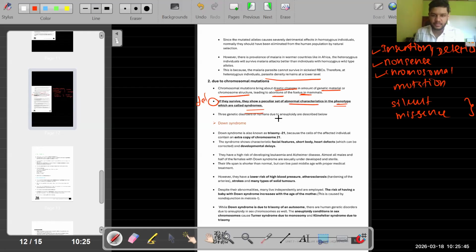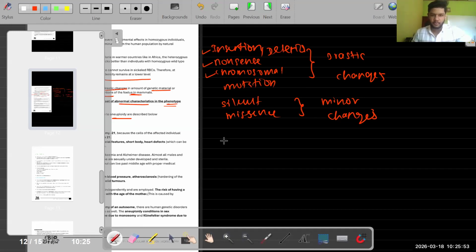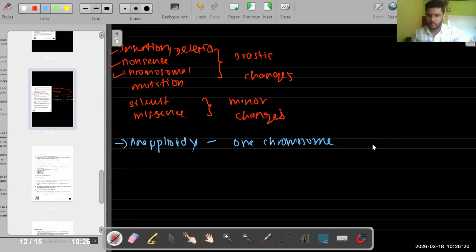There are three types of genetic disorders due to aneuploidy. You can remember aneuploidy, you have come across this word. If you can't remember, I'll give a small piece of information about that. You are coming across these words only in the last few days, so you can't recall them quickly. I'll remind you that aneuploidy means a condition where one chromosome is more or less.